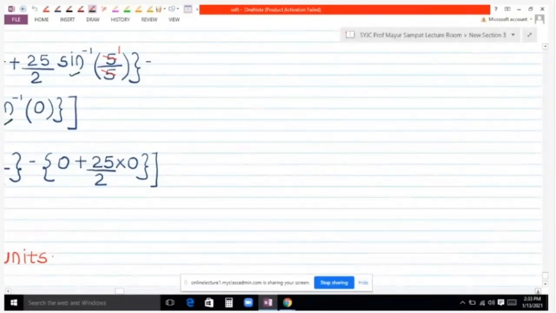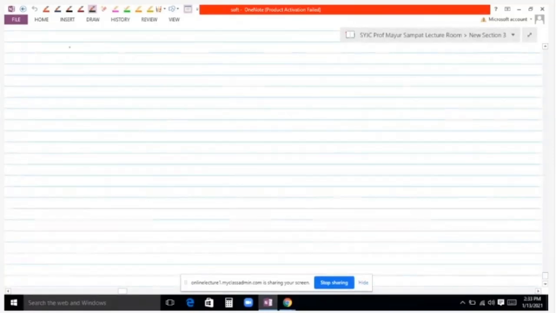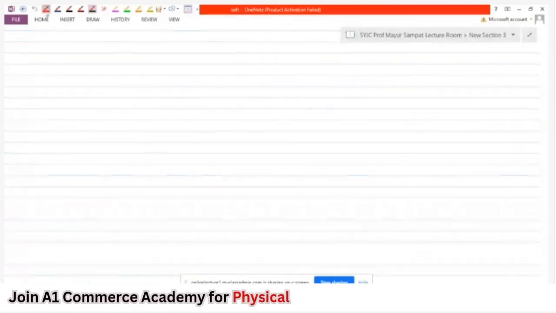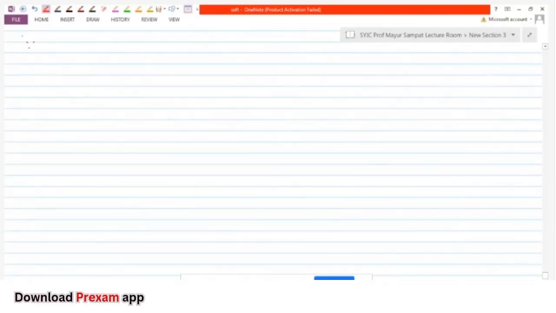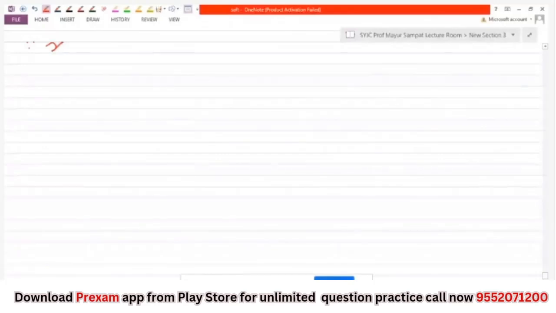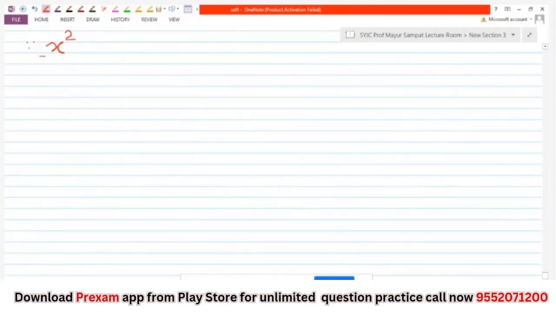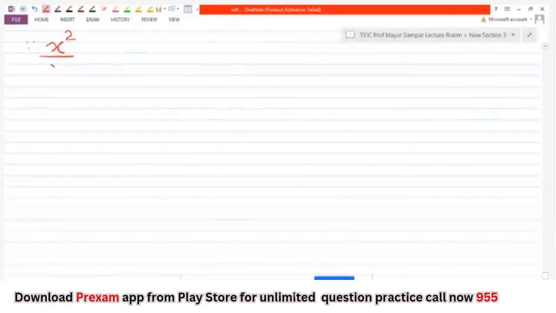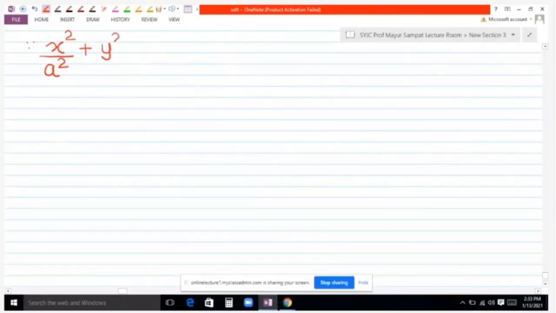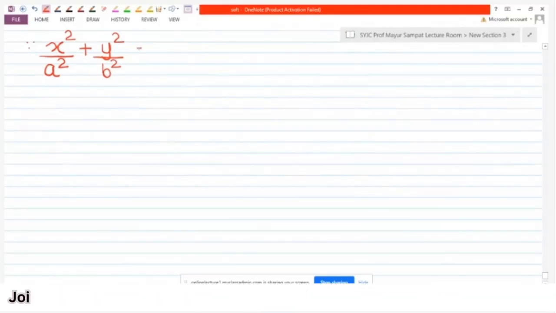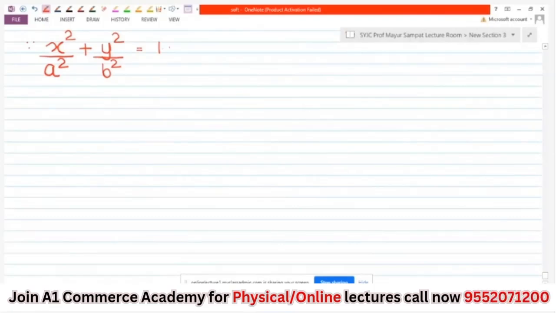Now look at this. Everyone, pay attention to me here. We know that the equation of the ellipse is given as x square upon a square plus y square upon b square is equal to 1, okay? x square upon a square plus y square upon b square is equal to 1.